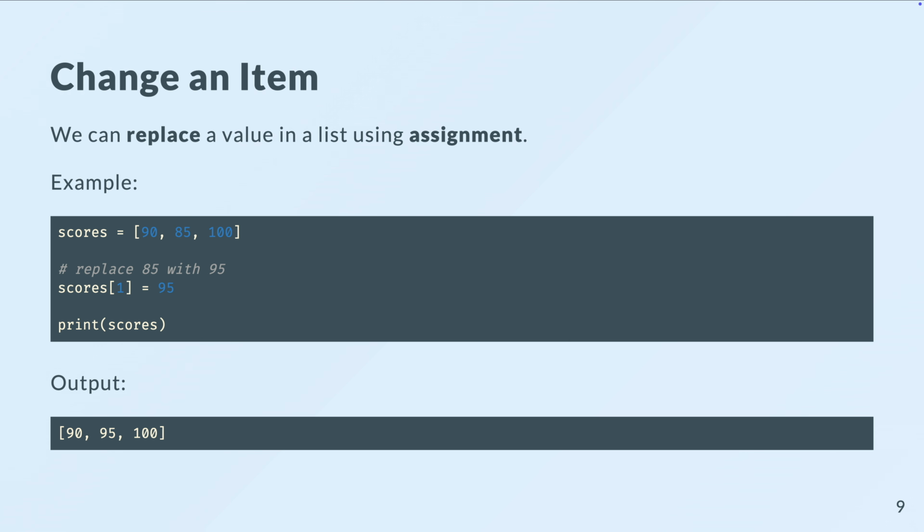Here is the output. The list becomes 90, 95, 100. Only the second item changed, because we changed index 1.